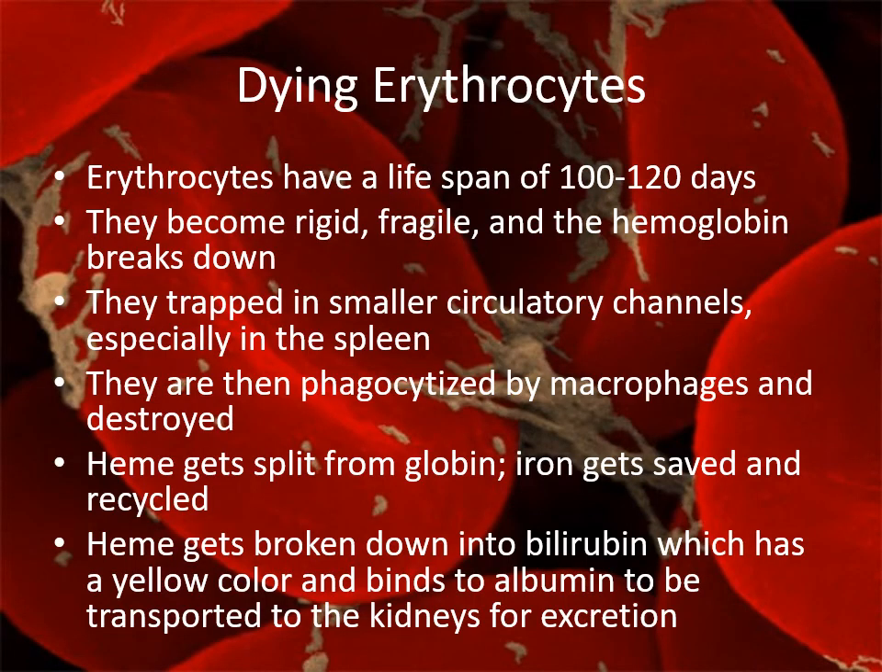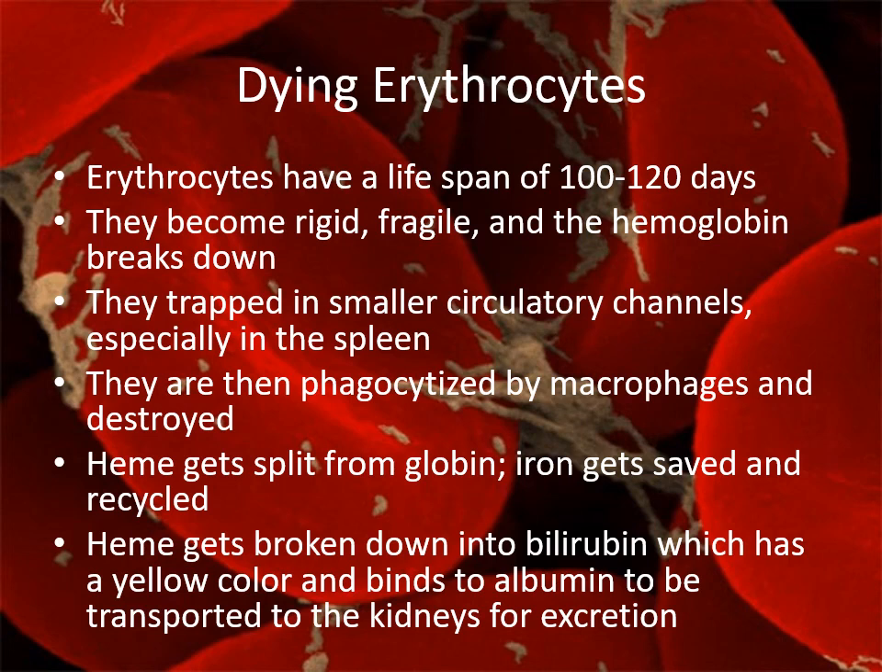So all things in your body have a lifespan. Red blood cells typically have a lifespan somewhere between 100 and 120 days. They will become rigid and fragile, and the hemoglobin starts to break down. They get trapped in smaller circulatory channels when this happens, especially the spleen. And there they get phagocytized by macrophages and get destroyed. So remember those macrophages, they're going to basically eat the damaged and old red blood cells.